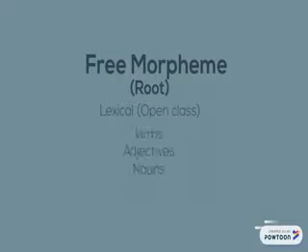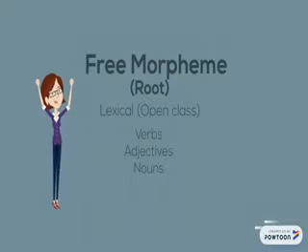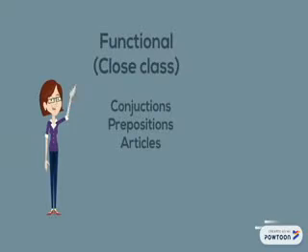Free morphemes, which are the root, and in this one we can find lexical, which are verbs, adjectives, and nouns. These are considered open class because we can add more to language. In these, we also have functional morphemes, which are the function words like conjunctions, prepositions, and articles. These are considered to be closed class because we cannot add more of these to language.